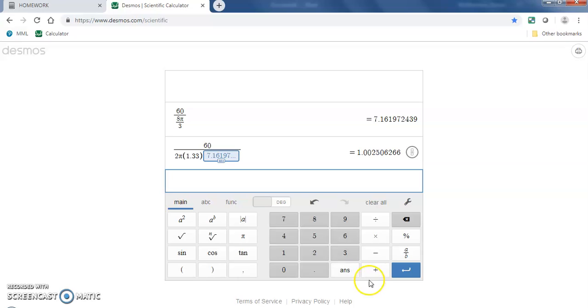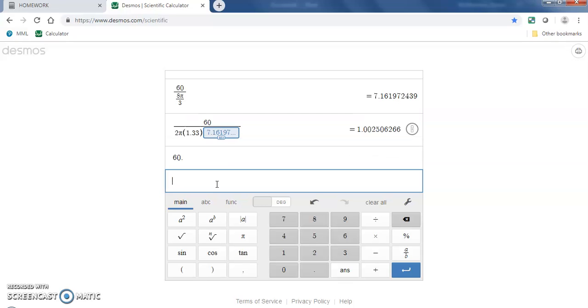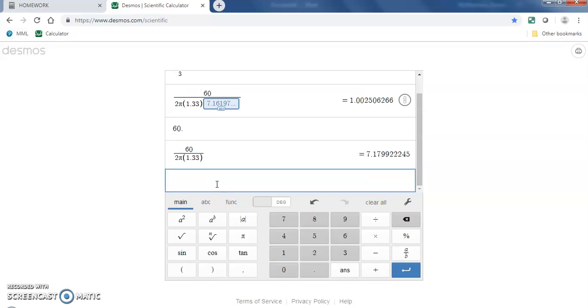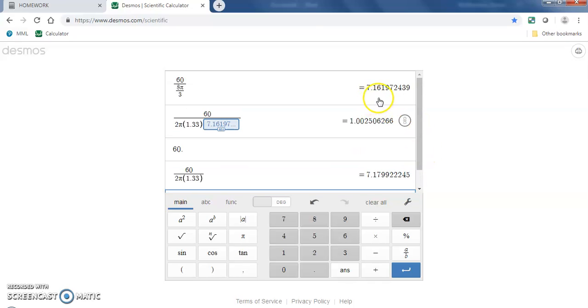Either of those. Let's do that again. So 60 divided by 2 pi times 1.33. So I would accept either of these, either 7.18 or 7.16.